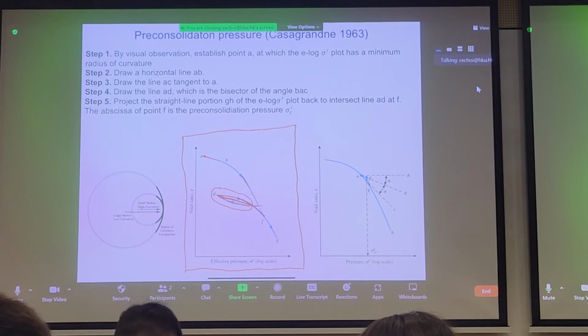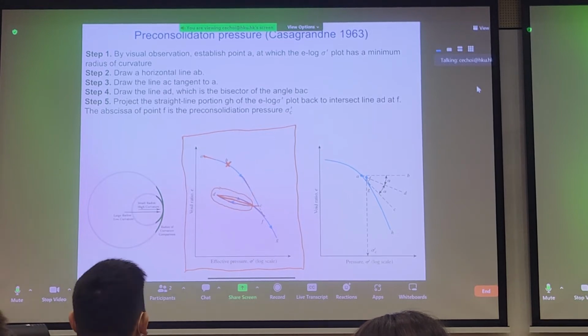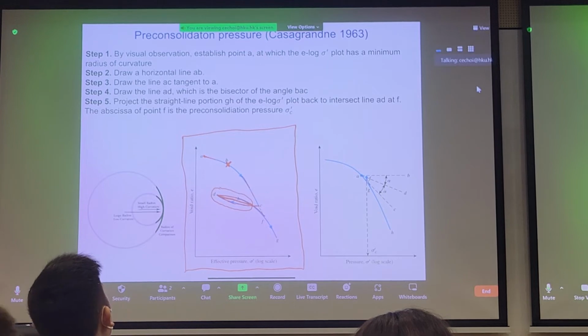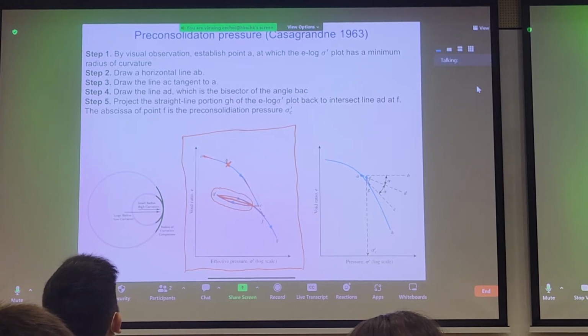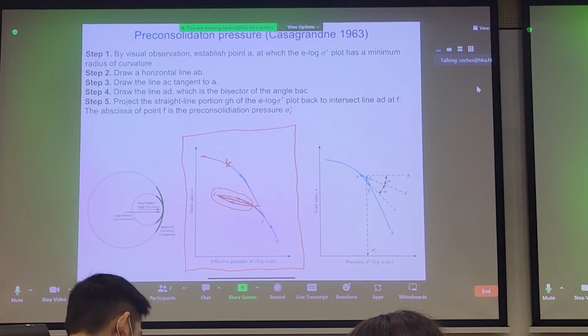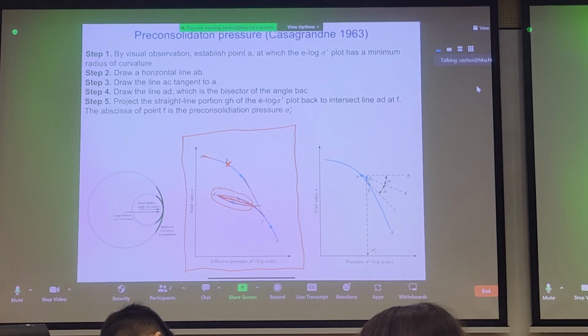So when we load a soil initially at point A, we have some curvature. There's some point here that we want to mark at point B where there's a drastic change in slope. What does the slope mean on an odometer curve? What's the physical meaning of the slope? Well, it sort of means the stiffness of the soil, right? If you think about it, it's reminiscent of the stiffness of the soil.